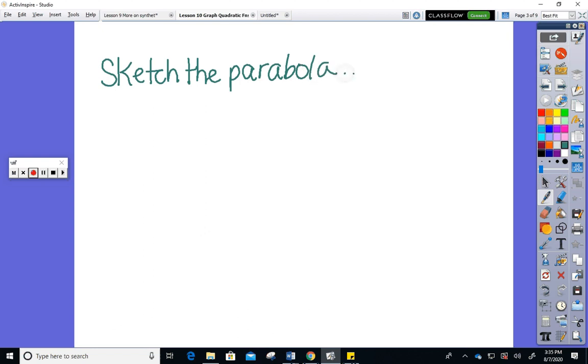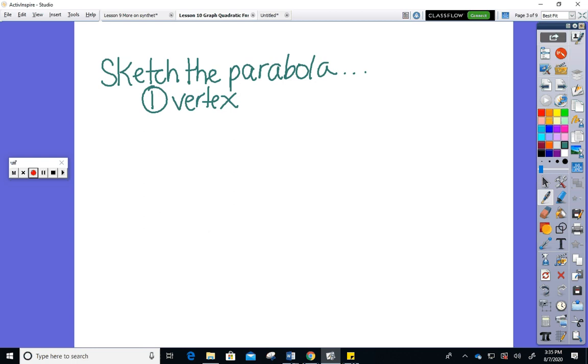Now we're going to talk about finding the x-intercepts and sketching the parabola. So let me say this, okay? When you sketch the parabola, all right, you definitely need to plot the vertex. If you plot the axis of symmetry, that's fine. If you don't plot it, that's also fine.